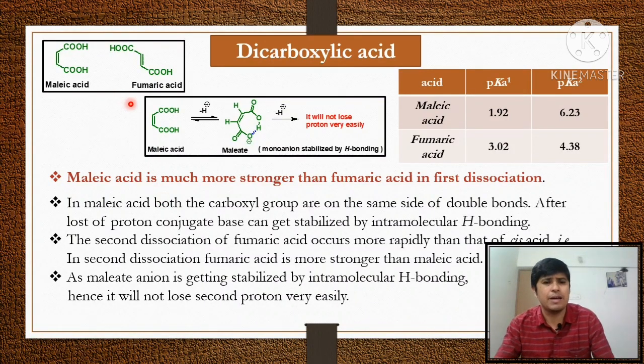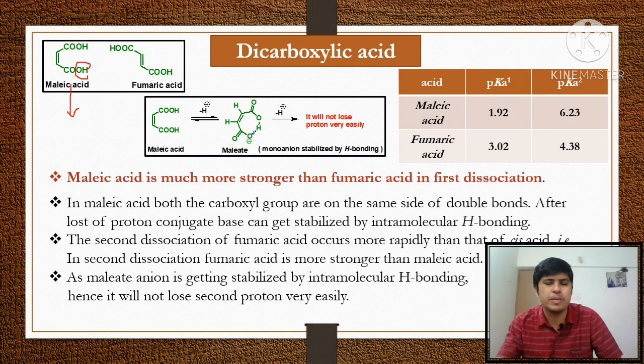Now see here, we have two examples, fumaric acid and maleic acid. Both are dioic acids. Now if we write the dissociation of maleic acid and of fumaric acid, maleic acid will lose one proton from a carboxylic acid group. So one of the carboxylic acid groups will get converted into a carboxylate ion.